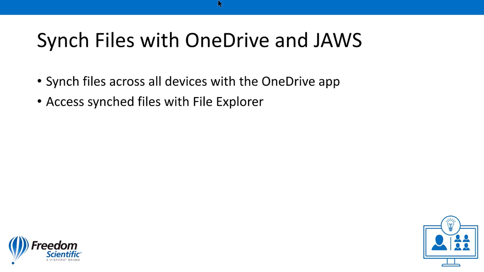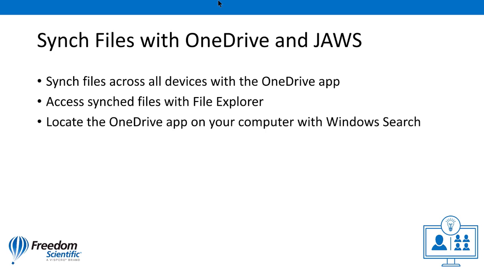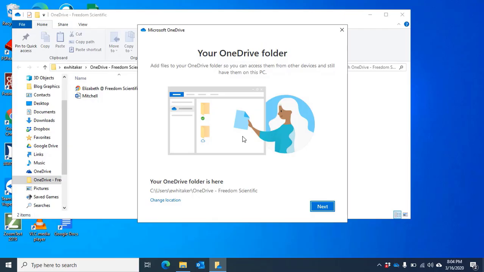You can sync files using the OneDrive app included with Windows 10. If this app is not installed on your computer, download it from the Microsoft Store. Press the Windows key, then type OneDrive, all one word, into the search box. Press Enter to open the app. If you're not already signed into your Microsoft account, you'll need to do so. I've already signed in and I'm on the settings screen.